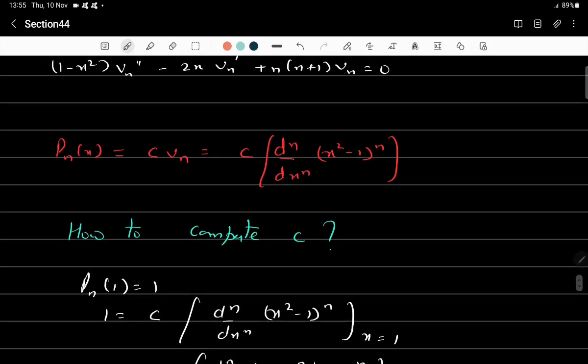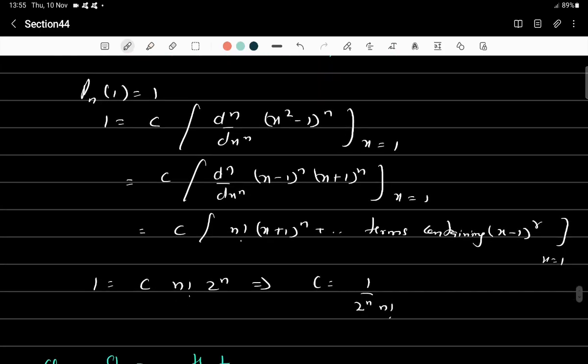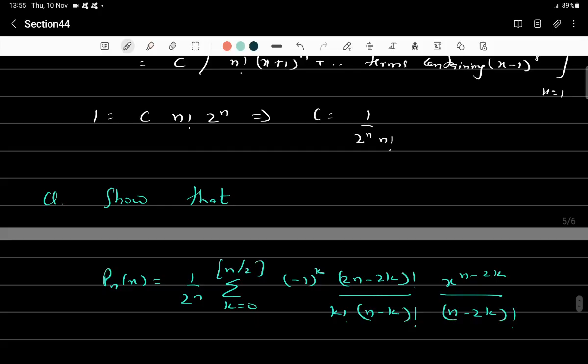If you substitute the value of C here, then your Pn(x) is 1 by 2^n n factorial, d^n/dx^n of (x² − 1)^n, which is the Rodrigues' formula. We will see many exercises based on Rodrigues' formula, but let's see one exercise which says that show that Pn(x) can be written like this.